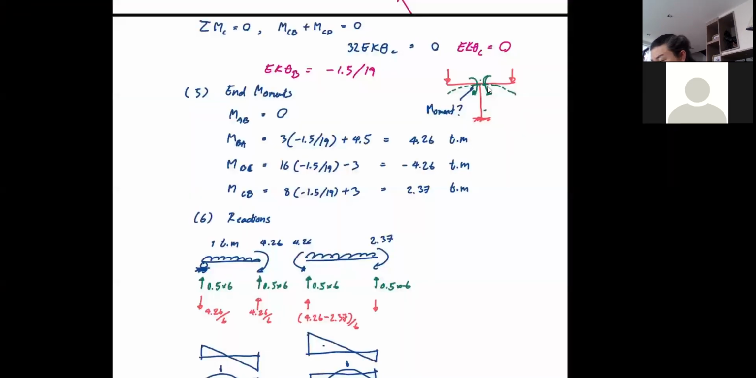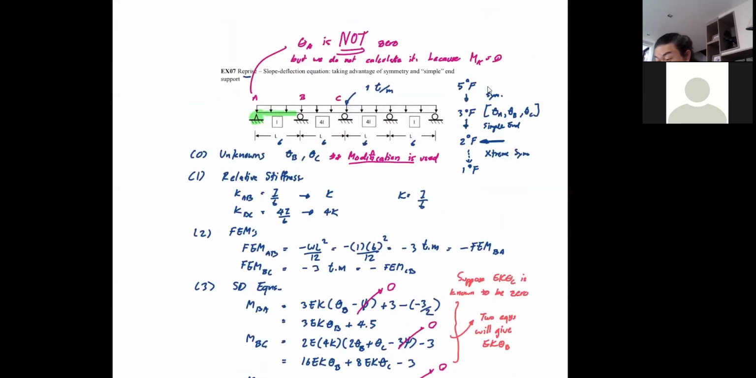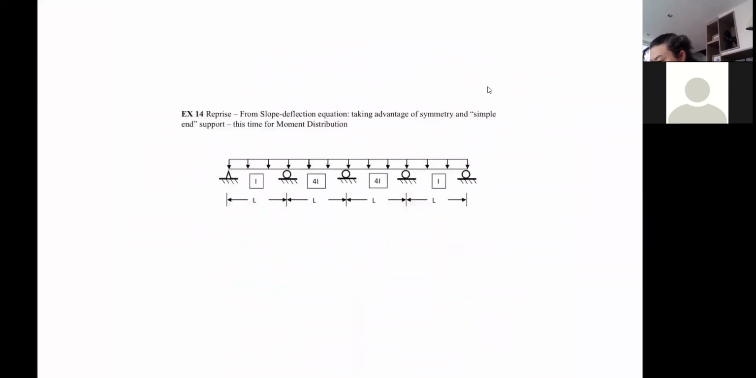I think it's example 7. So to make a good comparison, I'm going to use the same span length, which is 6 meters, and the same load, which is 1 ton per meter. So the uniform load W is going to be 1 ton per meter, and the span length here will be 6 meters.